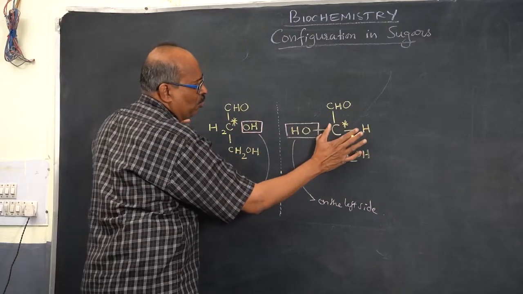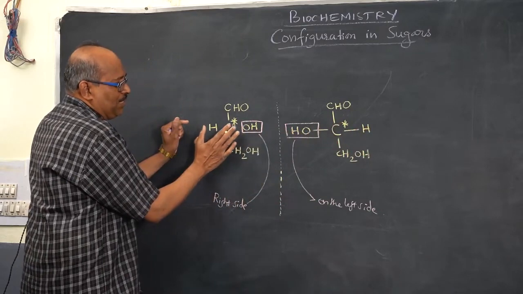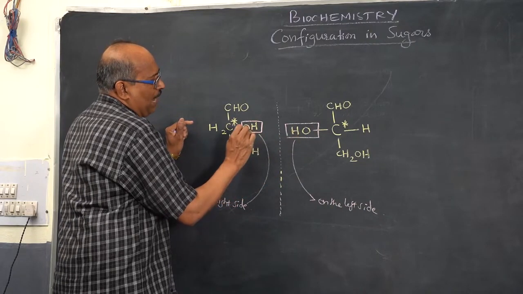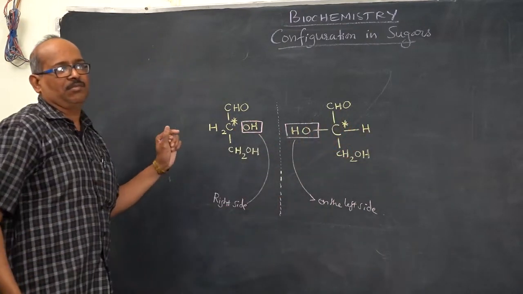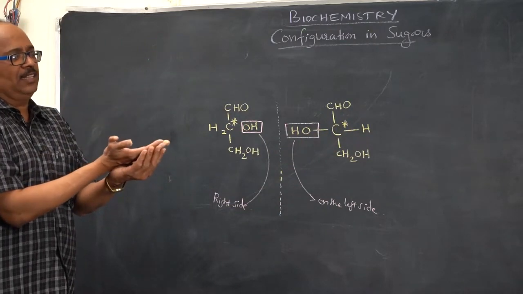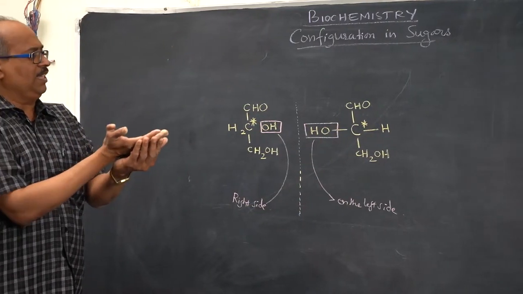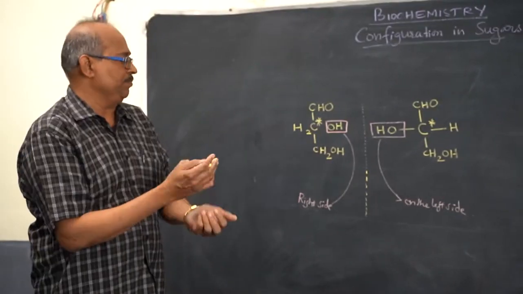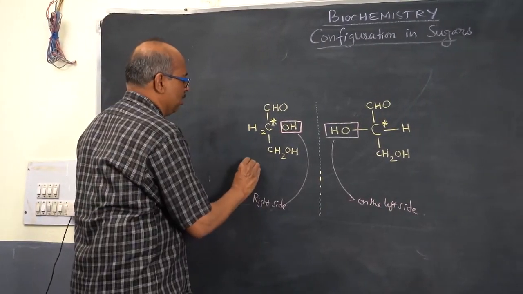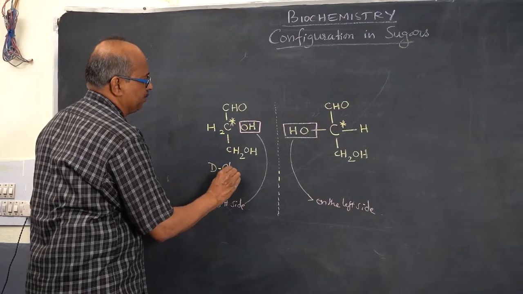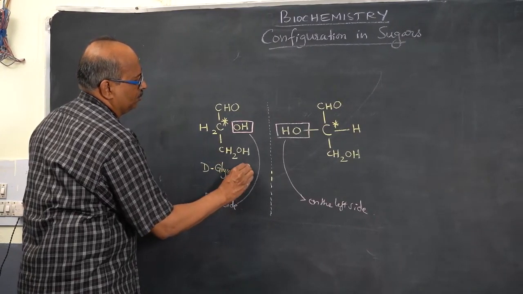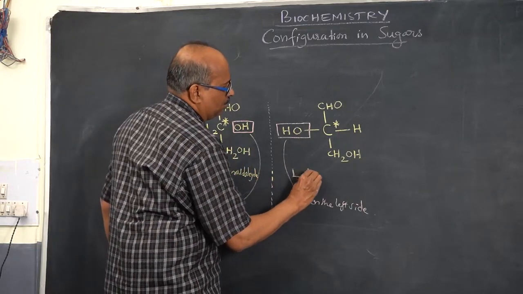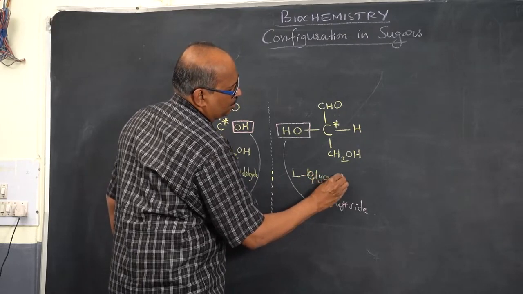If I try to move this glyceraldehyde gradually and place it here, hydrogen will superimpose with the hydroxyl group. In other words, like our right and left hand, which we cannot superimpose, the two glyceraldehyde forms are not superimposable. This one we call D-glyceraldehyde, whereas this we call L-glyceraldehyde.